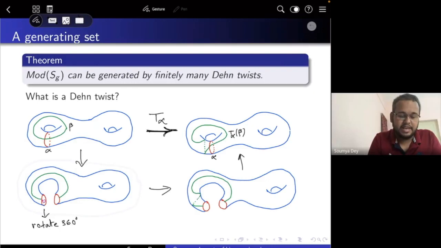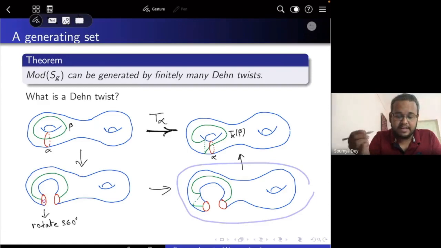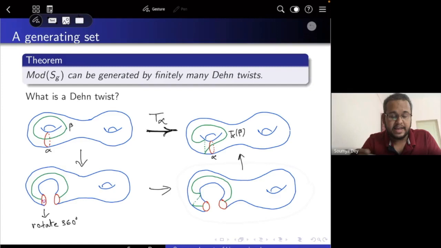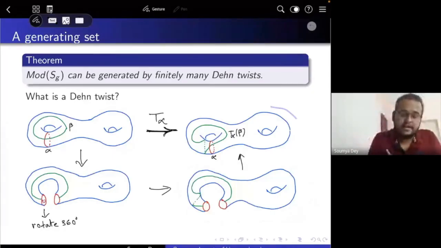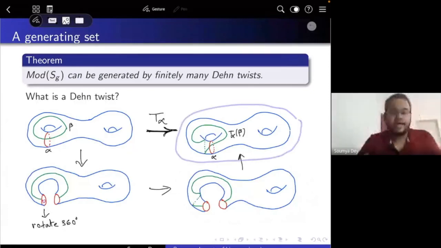Now how do you see this action? The action can be seen by the green curve, which I am calling beta. If you rotate the left red circle by an angle 360, on the right-hand side you will get something like this. So the image of the green curve will be something like this. It will have a rotation. And in the final step, you will again glue back the red circles to get your final surface.